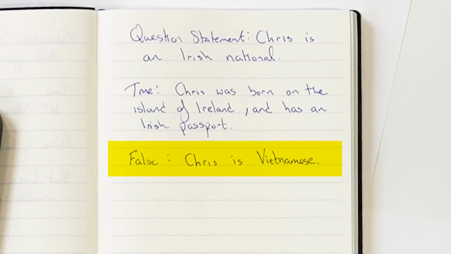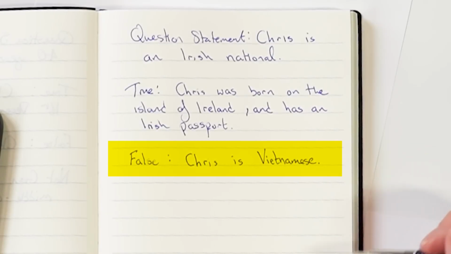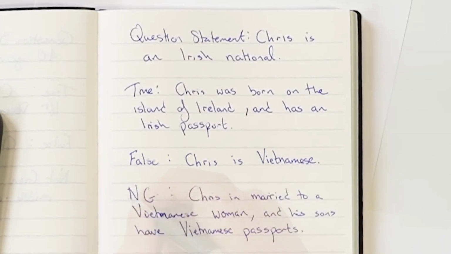Now let's write something that is false. Chris is Vietnamese. So not based on how I look or how I sound, but it is a fact that I am not Vietnamese because I do not have Vietnamese nationality. I don't have a Vietnamese passport. I wasn't born in Vietnam. So this is false.